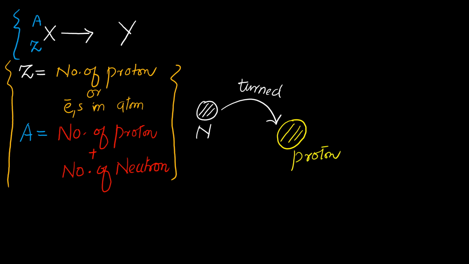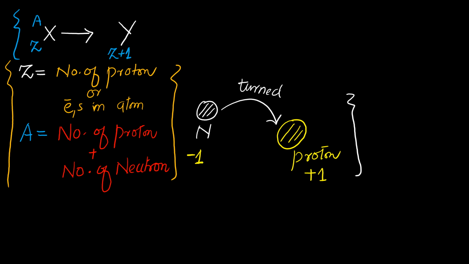So in the nucleus, one neutron decreases, whereas one proton is increased. This means that the atomic number, as you know, is the number of protons or electrons. So the atomic number Z will be increased by one proton, so it will become Z plus 1.